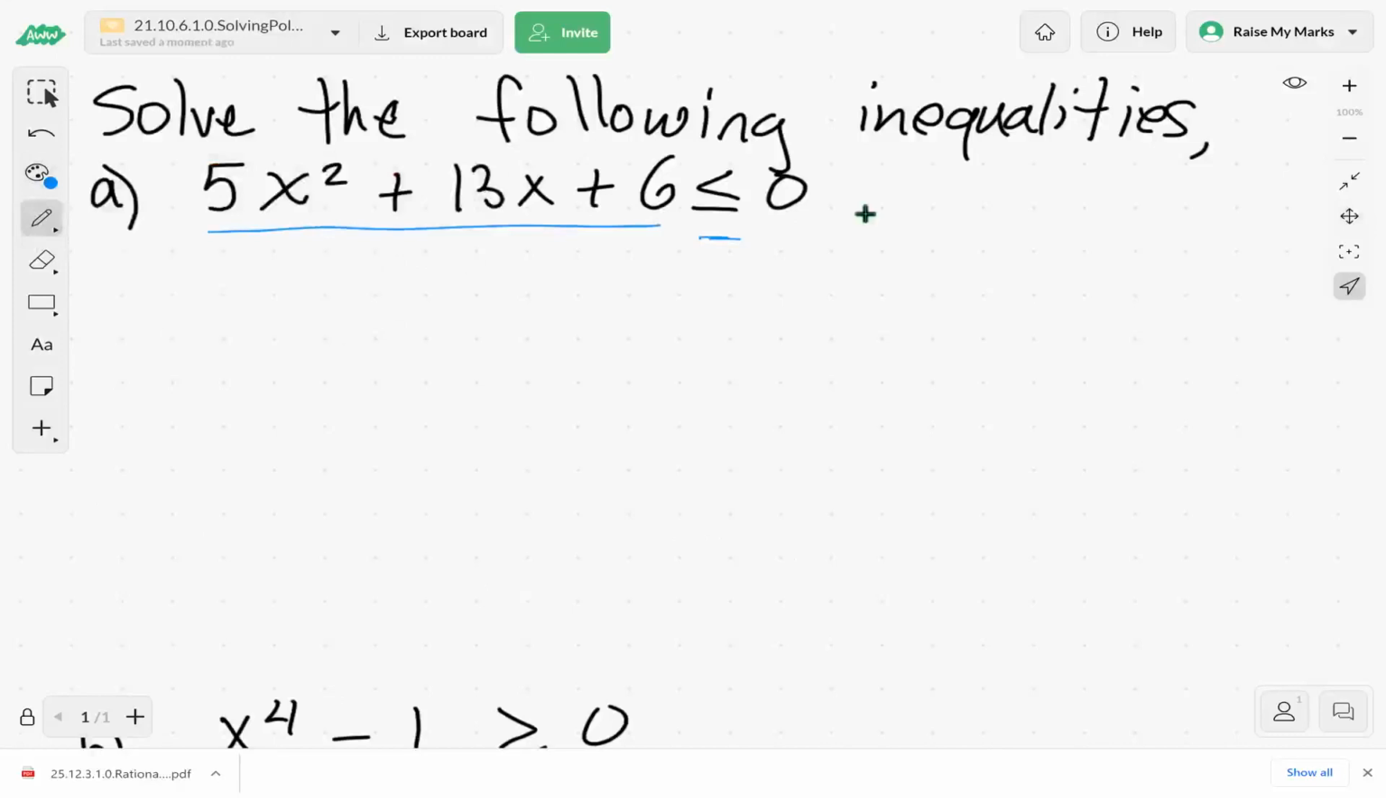Okay. So we're asked to solve. What does this mean? This means we need to find all the x values that satisfy this inequality. So we need to find all the x values such that when we plug it into 5x squared plus 13x plus 6, we get a value that's less than or equal to 0. So what's the first step here? First step is we want to factor this left-hand side. So let's see if we can do this.